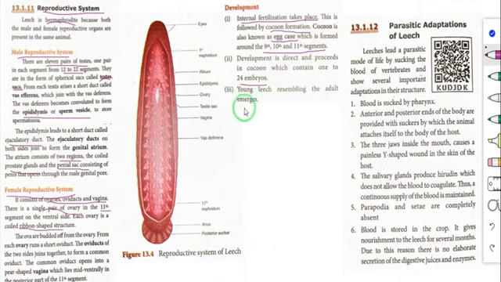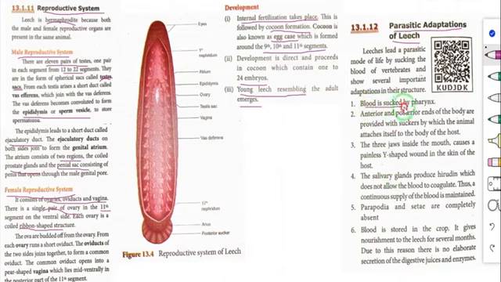Young leech resembling the adult emerges. So this is development: internal fertilization, then cocoon formation, then 1 to 24 embryos are present, and lastly the young leech resembling the adult emerges. The next one is parasitic adaptations of leech. Here 6 points are given. Have to learn only the points.